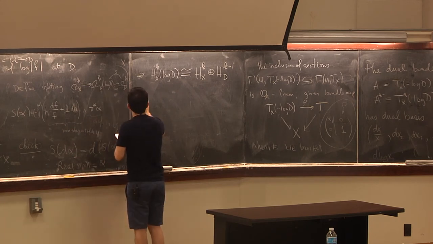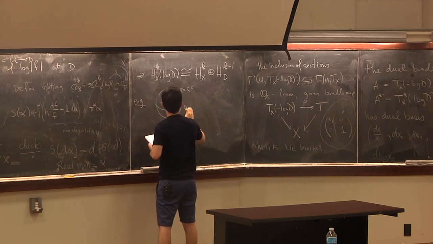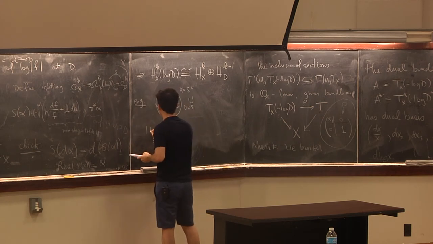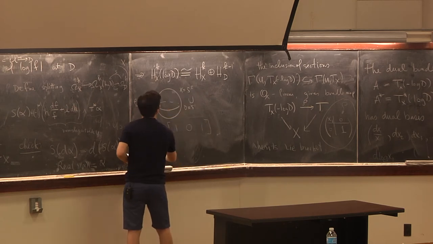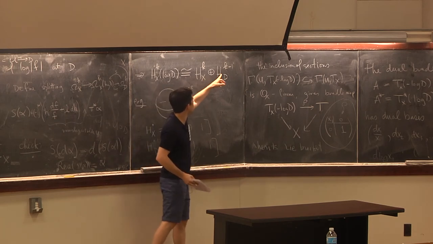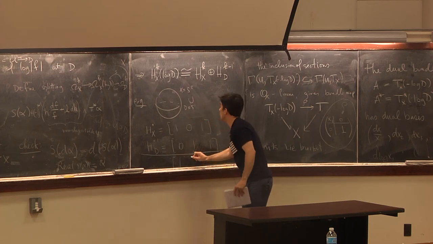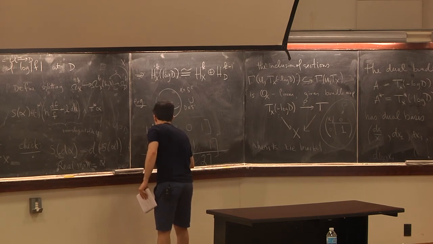So as an example, X is S^2, and D is S^1 sitting inside S^2, then the cohomology of the two-sphere is 1, 0, 1. And the cohomology minus 1 of the one-sphere is 0, 1, 1. I just had to shift it because of this shift here. And if you just take the sum of this, we get 1, 1, 2 as the Betti numbers for the logarithmic groups.